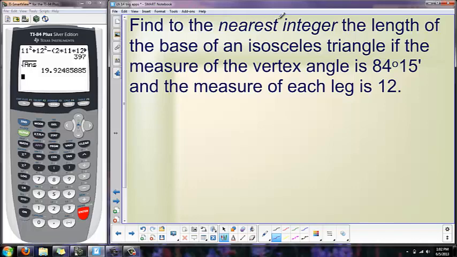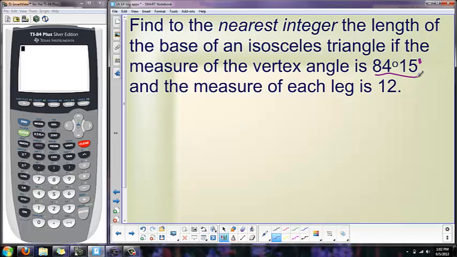Find to the nearest integer the length of the base of an isosceles triangle if the measure of the vertex angle is 84 degrees 15 minutes and the measure of each leg is 12. Now, there's a lot of stuff going on. This is definitely a word problem. So what I'm going to suggest is that we're going to draw a picture. Except before I draw a picture, I want to make sure that you're comfortable with this part. 84 degrees 15, this sign means minutes. I'm not sure if you ever learned that, so I'm going to go over it really quick.